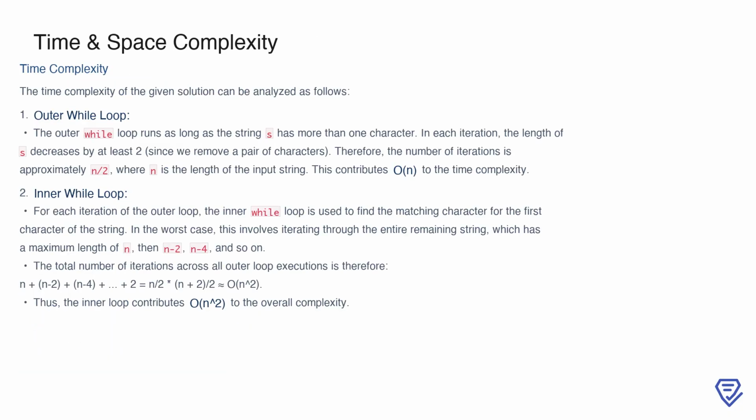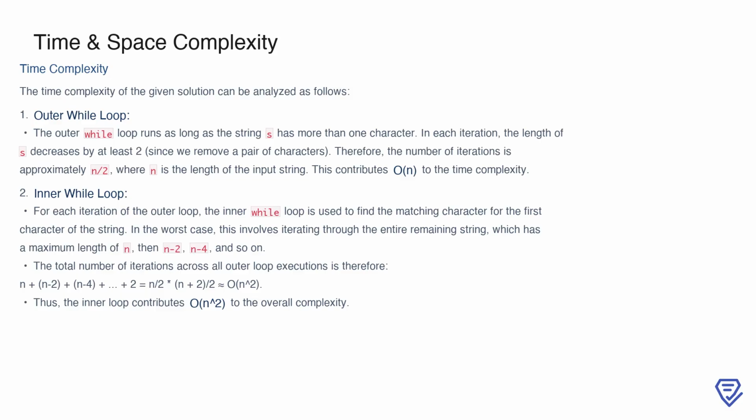To analyze the time complexity of the solution, let's break it down step by step. The outer while loop is the first component to consider. This loop continues as long as the string has more than one character, and in each iteration, we remove a pair of characters. Since the string decreases in length by at least 2 characters per iteration, the number of iterations is roughly proportional to half the length of the string, or n/2. This contributes O(n) to the time complexity.